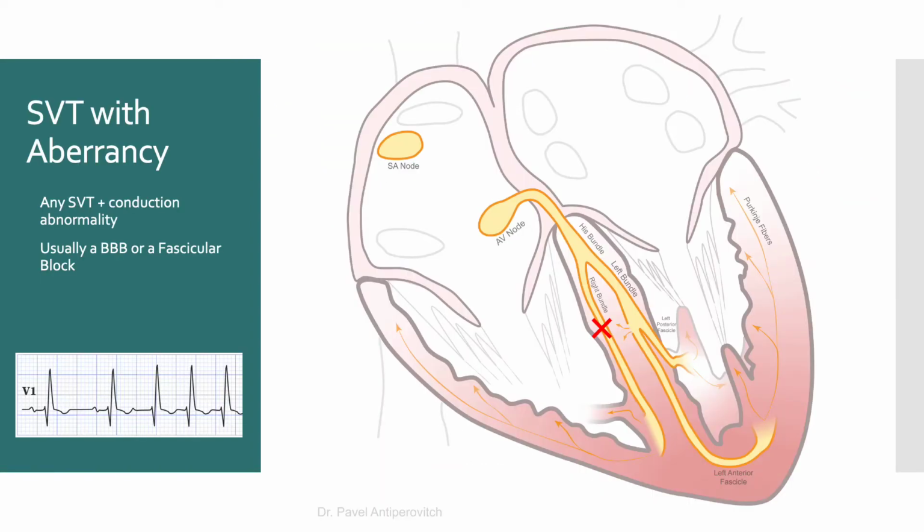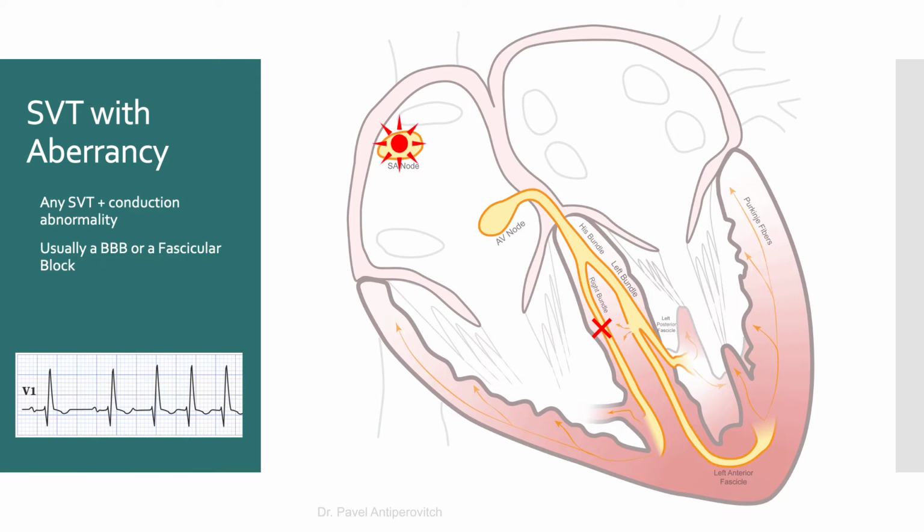SVT with aberrancy is important to distinguish from VT because SVT is benign. Although SVT is symptomatic for patients, patients are generally not harmed by it, and we often discharge patients from the ER. This is very different from VT, which generally has a poor prognosis. SVT with aberrancy is any SVT mechanism from the atria that conducts down to the ventricles with a wide QRS. Recall that a wide QRS is produced if there's a problem in the conduction system of the ventricles, which is almost always a left or right bundle branch block. So when we say aberrancy, we generally mean bundle branch blocks.